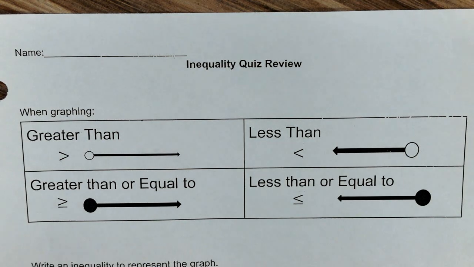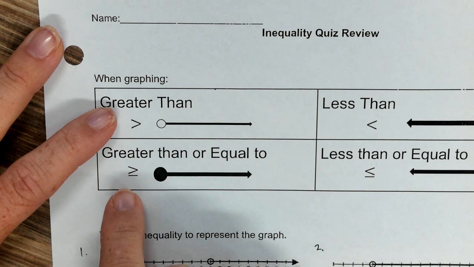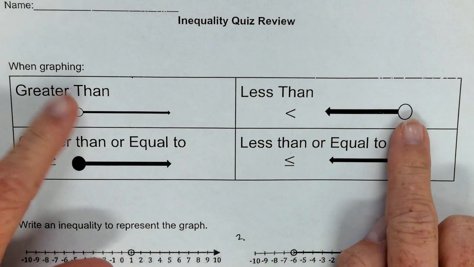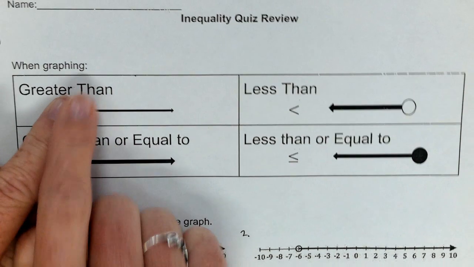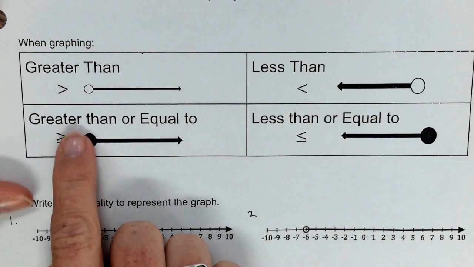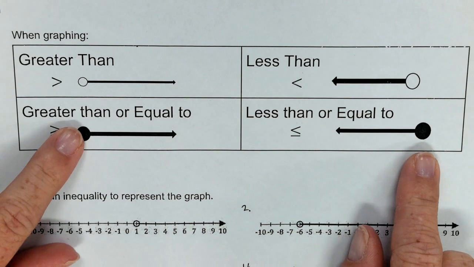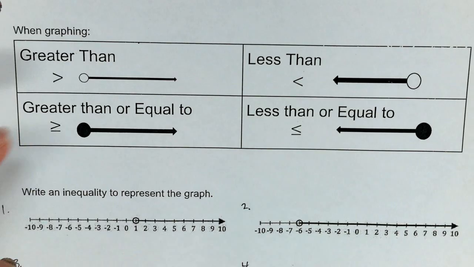All right, so let's review inequalities. If it's a greater than sign or a less than sign, what will the circles be? Open, okay, not shaded in. Greater than goes to the right, less than goes to the left. If it's greater than or equal or less than or equal, the dots will be closed, totally shaded in. Again, greater than to the right, less than to the left.